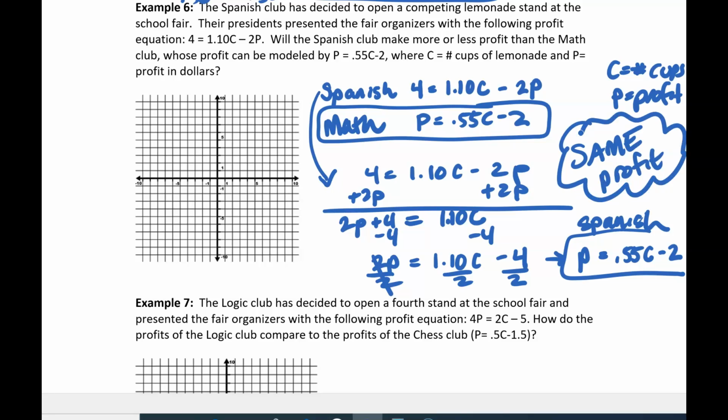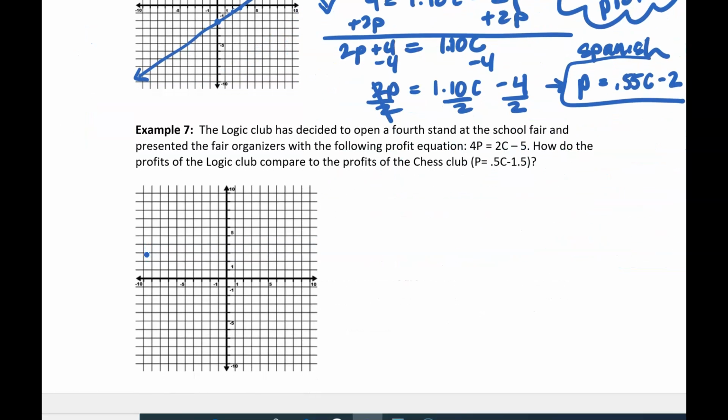Sometimes it's deceiving because the equations can be written in different ways and they look different, but in this case it's not. Now if you wanted to, we could graph this. We could say, okay, it's got a y-intercept of 2 and a slope of 0.55 over 1. So that'd be like up 55 cents over 1, up another 55 cents over 1, kind of like that. And I'm just sketching this real quick. It's not an exact line.